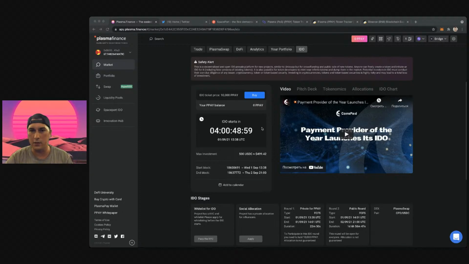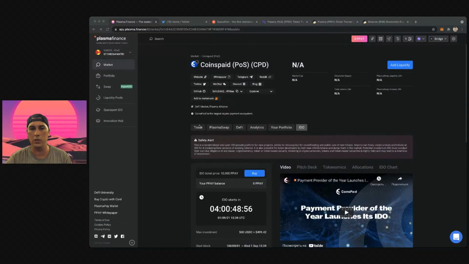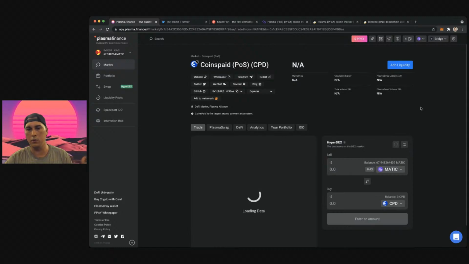And when the IDO is finished, on the same token page, you just need to click the trade tab, and you will see this HyperDEX UI. That means that after the IDO is finished and the token is launched on the DEX, you will be able to trade it on this page at the same moment. So you don't need to reconnect your wallet. You don't need to go on any swap like Uni or any other swaps. You just use the HyperDEX, because it will aggregate the liquidity from the different DEXs where the token is launched, and you will be able to trade it at the same moment.